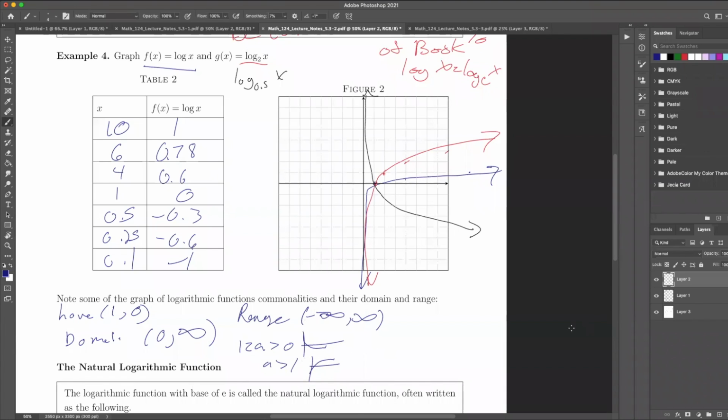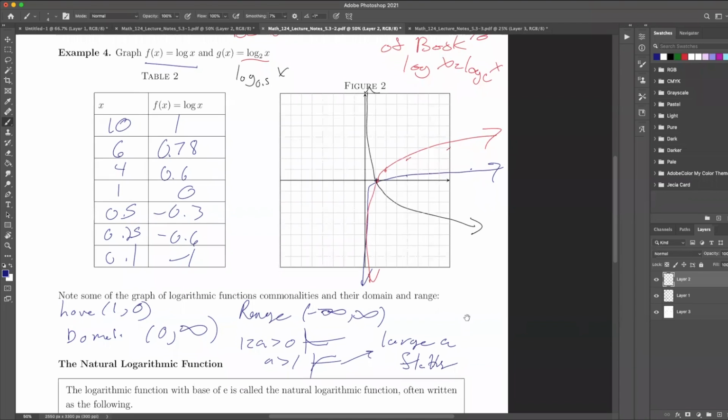So this is what they look like in general. And the larger the a for this, the larger the a, the flatter it is. So it gets flatter. Okay, so that's some stuff in general.